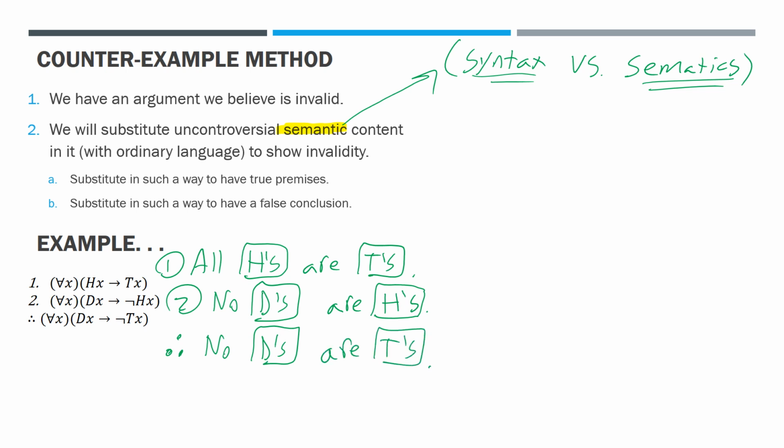The goal is just to substitute something for H, something for T, something for D, and to be, of course, consistent. The easiest way to do this is just to pick easy things. Substitute things like animals, humans, dogs, cats, plants, and so on and so forth. So let's try this. For the first premise, we'll say all humans are animals.